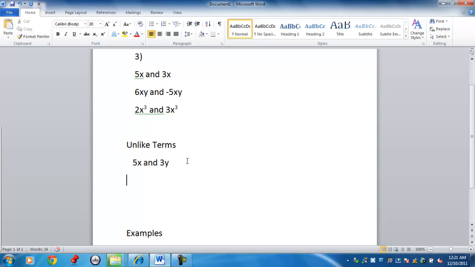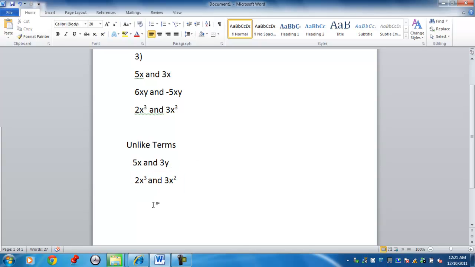Let's say, for example, you had 2x cubed and 3x squared. They both share the same variable, but the exponents are different. So we would consider this to be unlike terms.